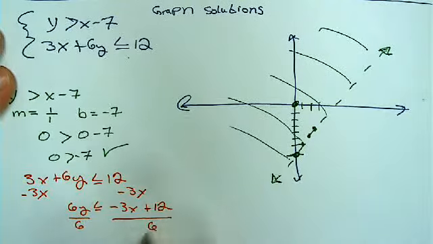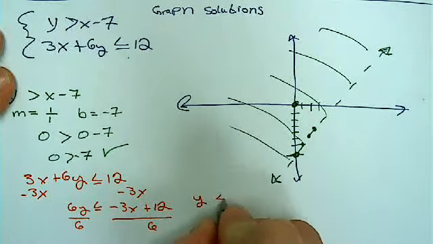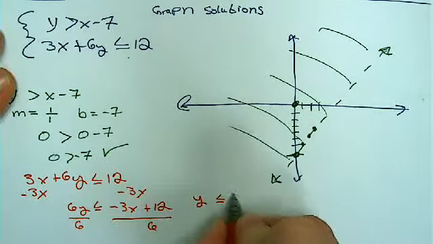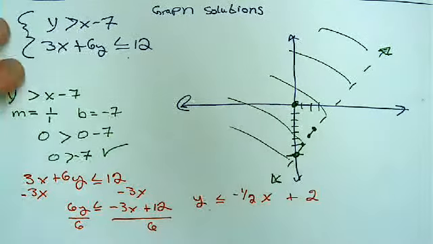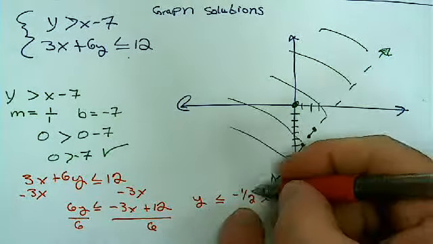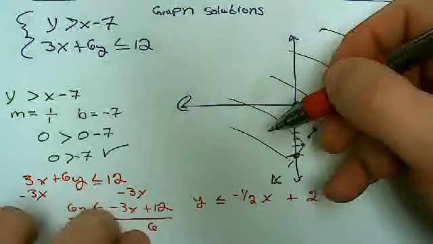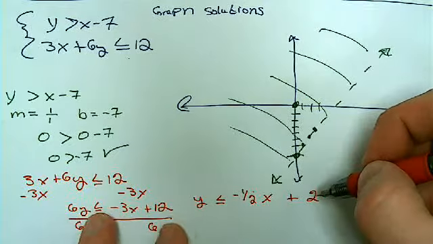Remember, everybody gets divided by 6. So y is going to be less than or equal to negative half x plus 2. Remember, the negative half is from 3 divided by 6. And the 2 is 12 divided by 6.